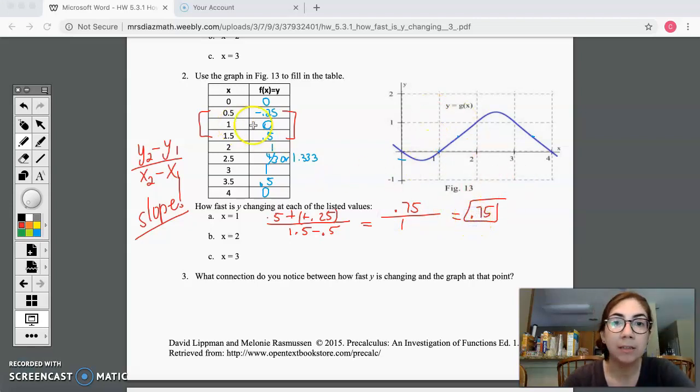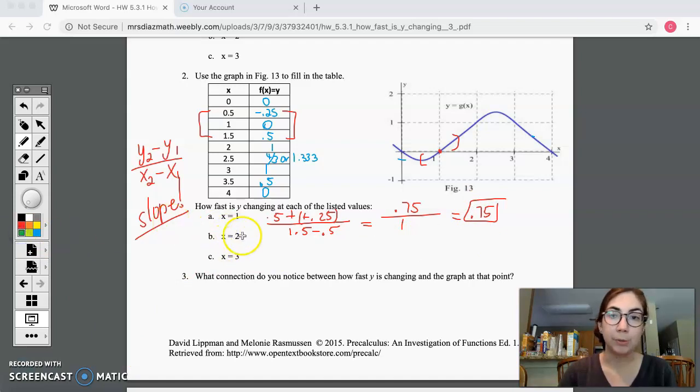And if you guys will take a look, what this means is here is the value 1. We're looking at it on this interval between 0.5 and 1.5. And look at that curve. You see how it's increasing? Since it's increasing, then we can say it has a positive slope. And that positive slope is 0.75. That's the rate of change. So our rate of change at 1 is, this is an estimate, 0.75.